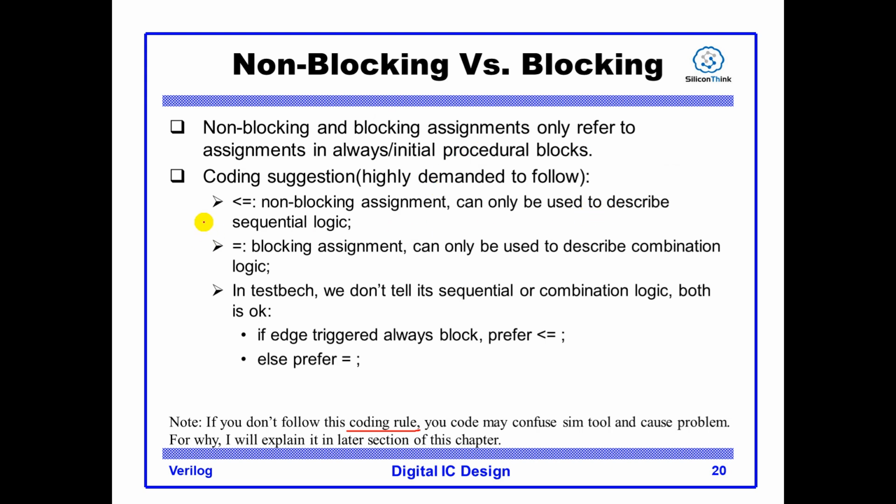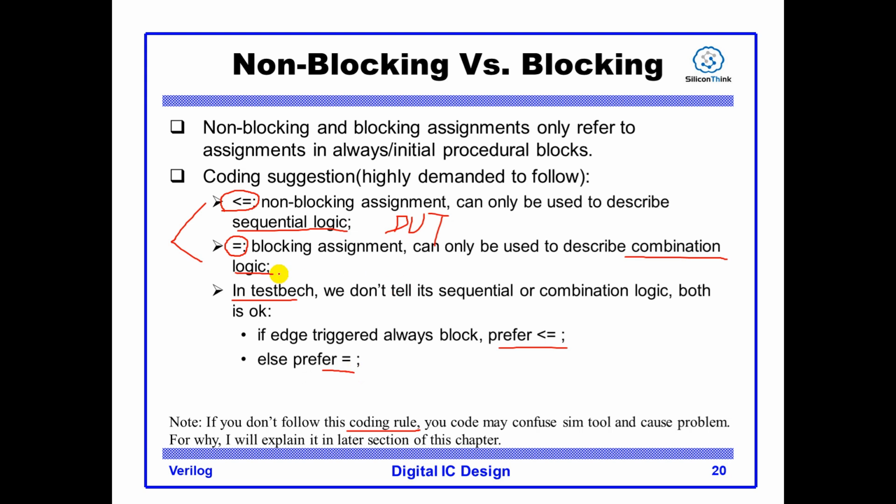First, if you want to define sequential logic, you must use non-blocking assignment. If you want to define pure combinational logic, you choose blocking assignment. These 2 coding rules are for code that will be synthesized. That is the coding guide for the DUT. For the testbench, we don't distinguish sequential or combinational logic circuits, so using both is okay. But if you write something like a sequential circuit, such as an edge-triggered always block, prefer the non-blocking assignment. For other places, prefer blocking assignment.